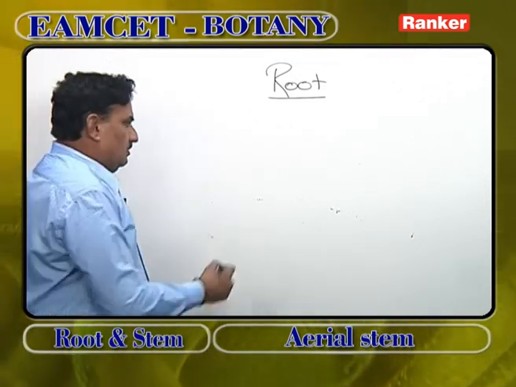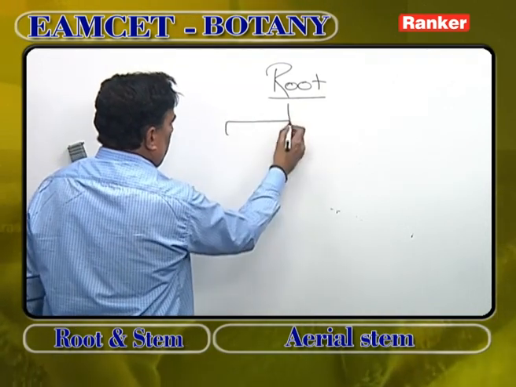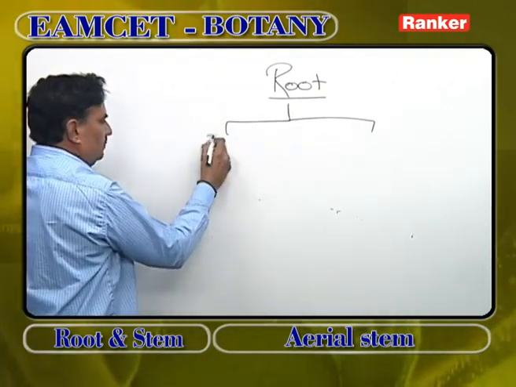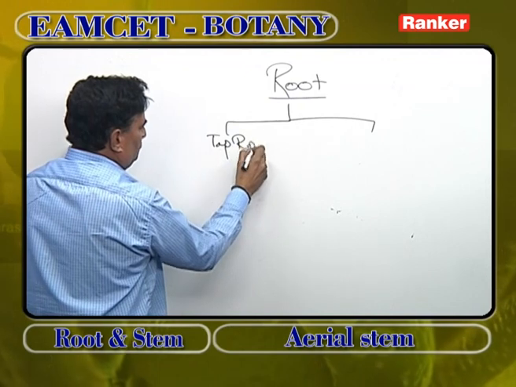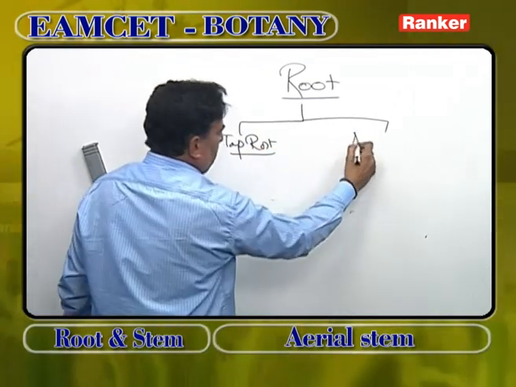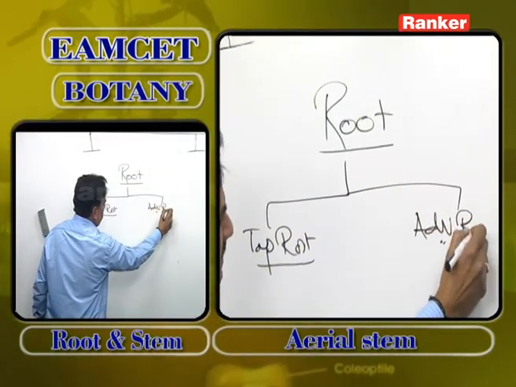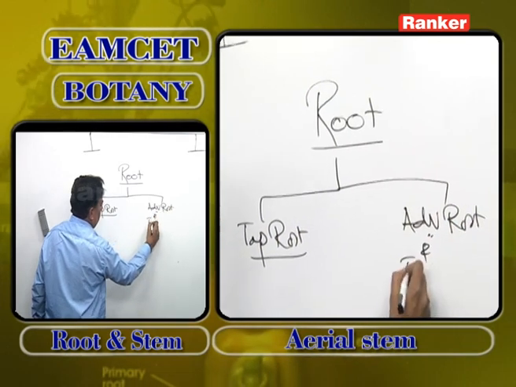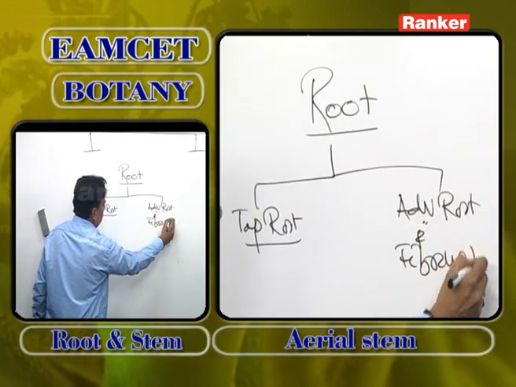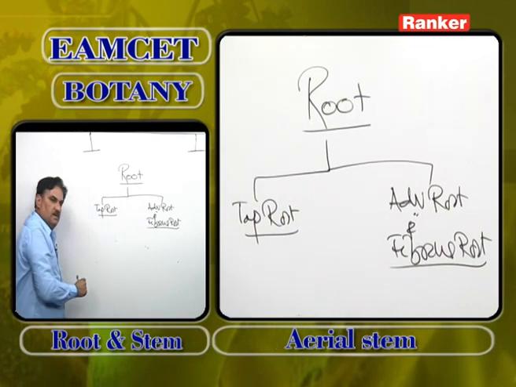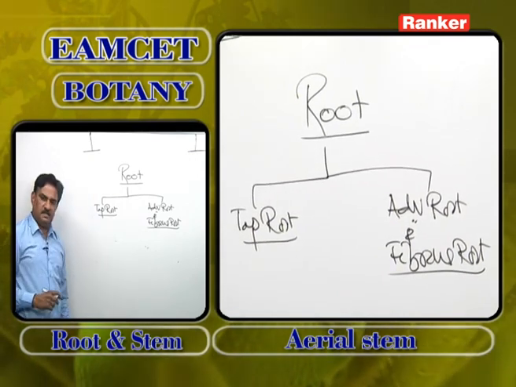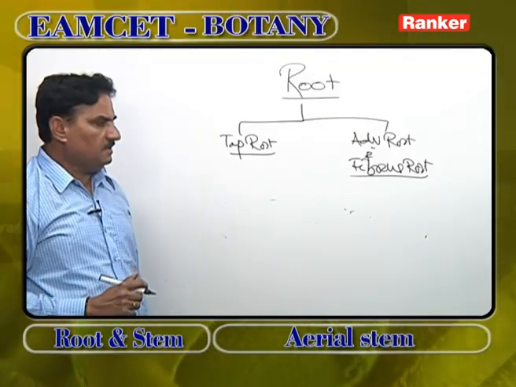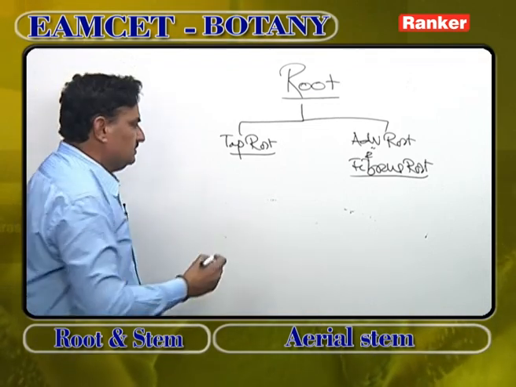Next, the root system is broadly divided into two types. One is taproot system. The other is adventitious root system and fibrous root system.